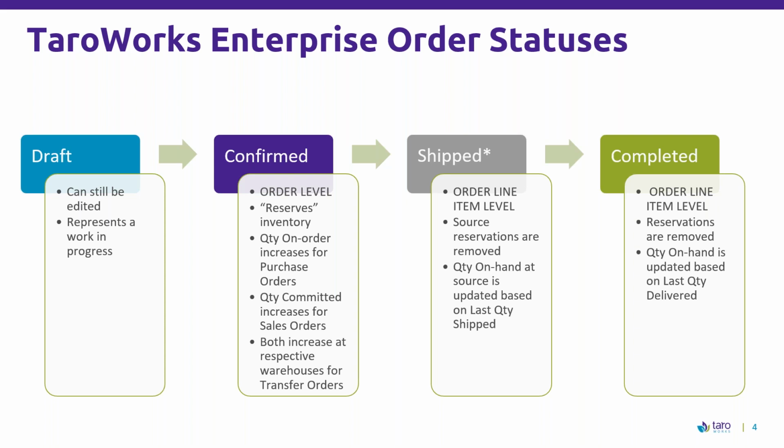The confirmed status represents an order that has been approved and inventory is ready to be shipped or completed. An order where all Taro order line items under it have been determined can be moved into confirmed status.